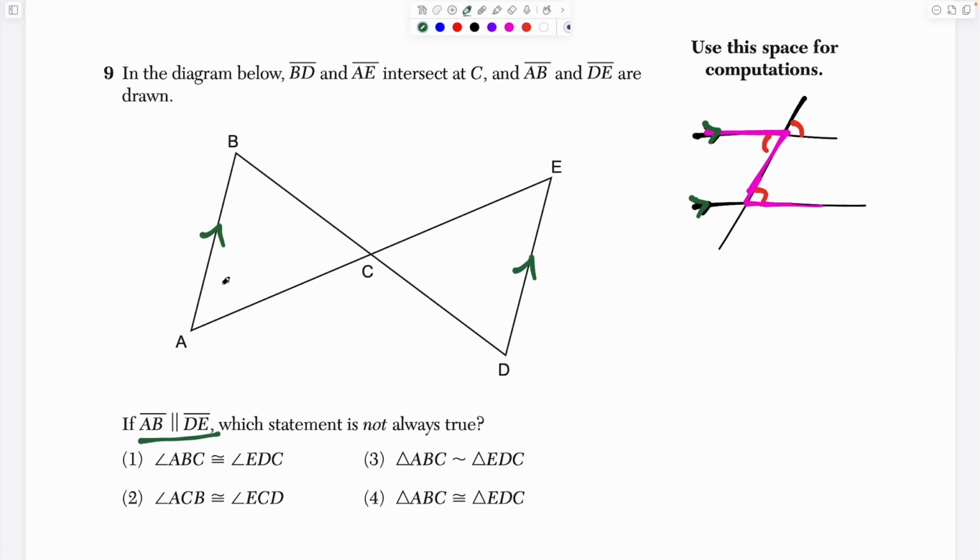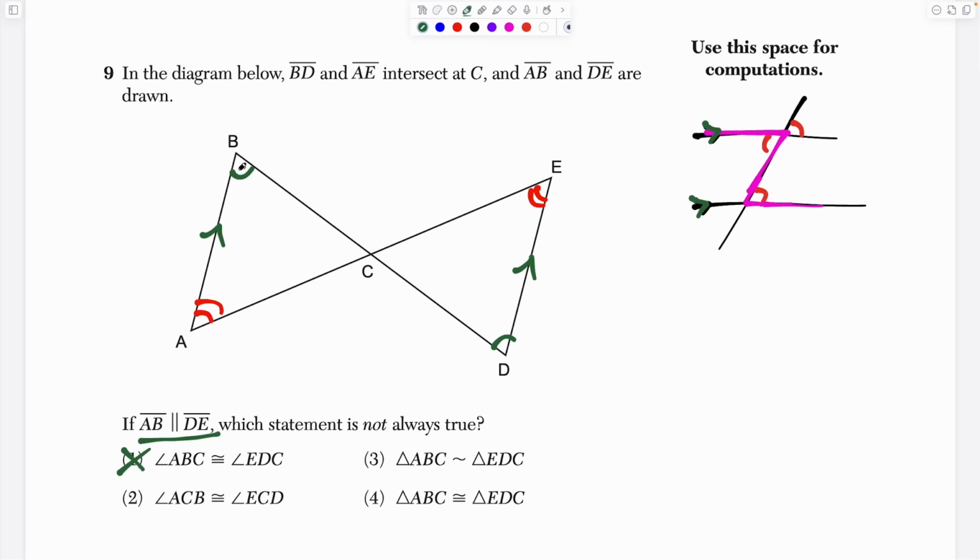So since they told us that AB is parallel to DE, if we look for this Z shape here, we could see that angle B has to be congruent to angle D. And if I use the other transversal over here, I could say next that angle A has to be congruent to angle E. But to make this a little bit extra tricky, notice that they name the angles with 3 letters, not 1, because they're testing you on your ability to name angles with 3 letters. So angle ABC, you see how that's this one over here? So we have angle ABC is congruent to angle EDC. That one is always true because we were told that we have parallel lines here. So choice 1 is out. That one is always true.